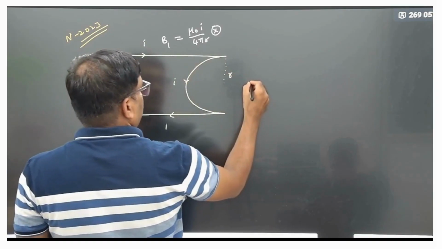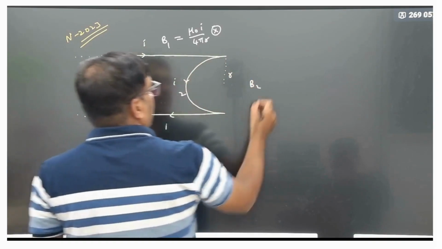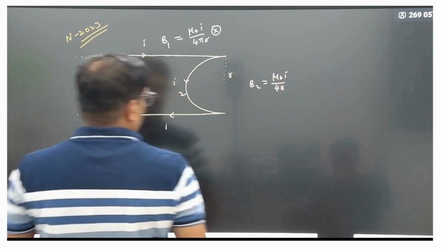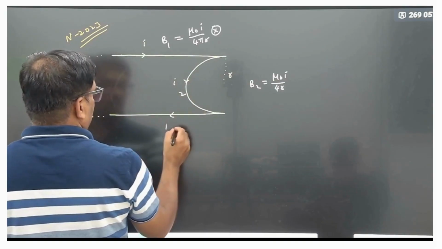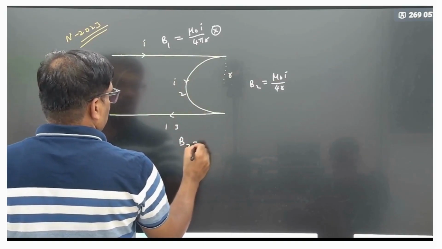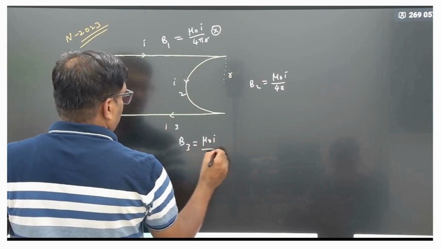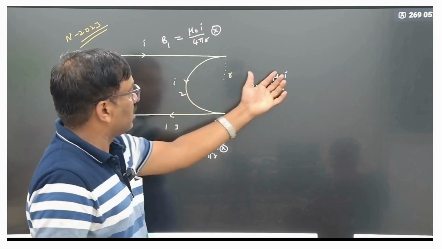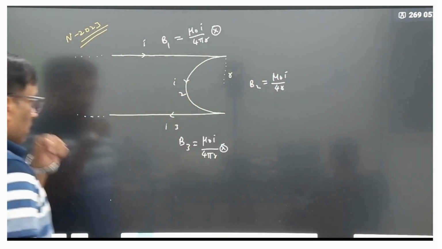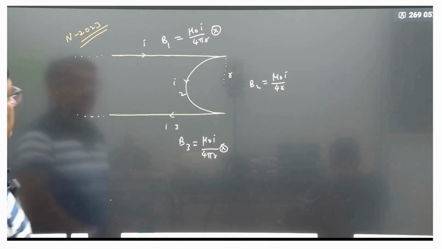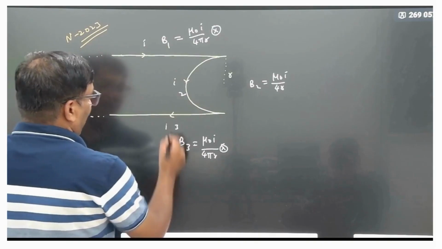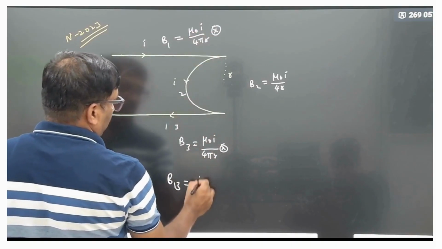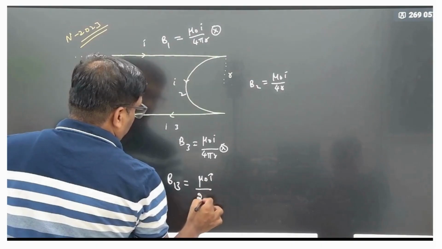This is outward. This is B2, the second part, the semicircular part: μ0 I by 4r, and it is inside. This is the third part, B3: μ0 I by 4πr, it is inside. So these two are inside, this is outward. Now these two should be added, so I add these two and get B13, the same thing multiplied by 2: μ0 I by 2πr.